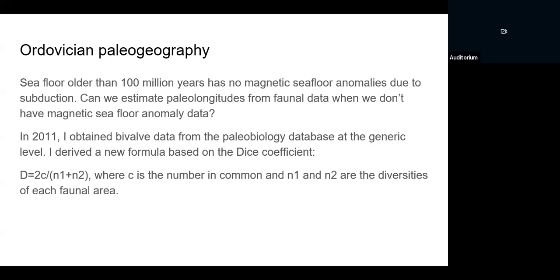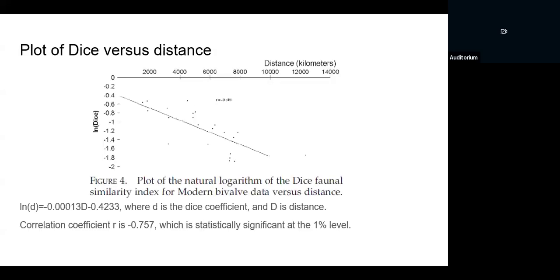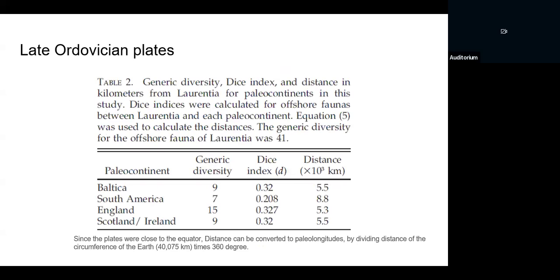This time I used a slightly different faunal similarity measure, the Dice, but basically it's the same idea. It's just an equation that is based on the number of species in common versus their abundance. And again, I got a nice relationship between how similar two areas were versus distance. So now I've got a way of calculating the distance in the past based on fossil data. And here you see the diversity for Baltica, South America, England, Scotland, Ireland, the Dice indices, and from my formulas, what the distance should have been between those two areas.